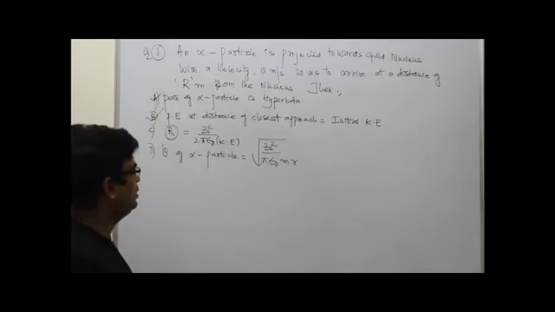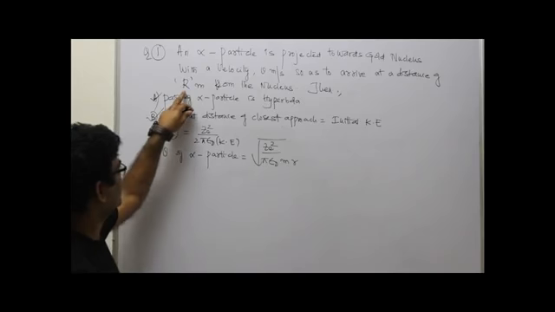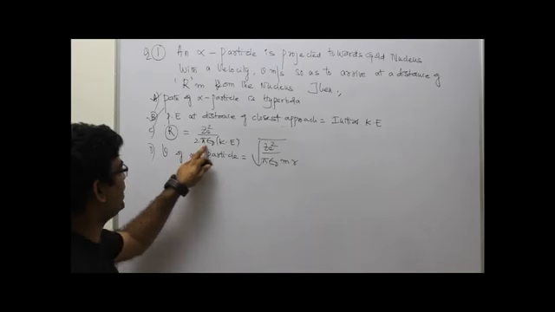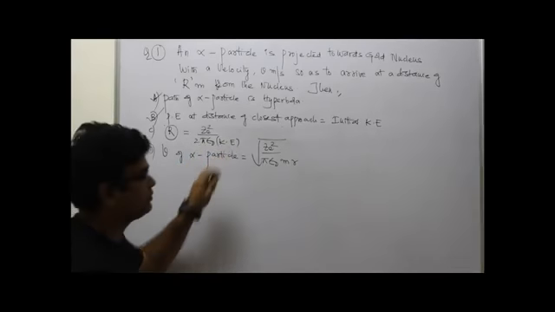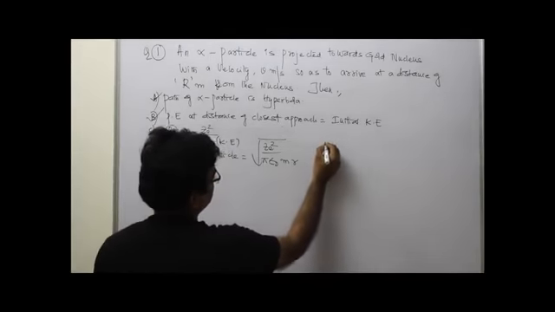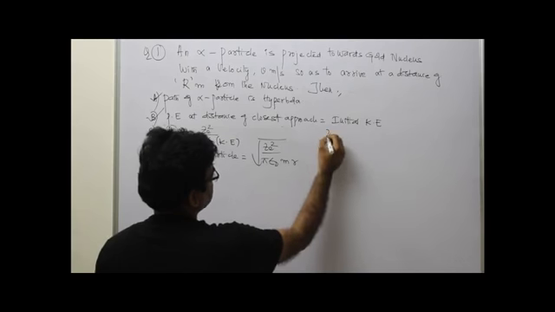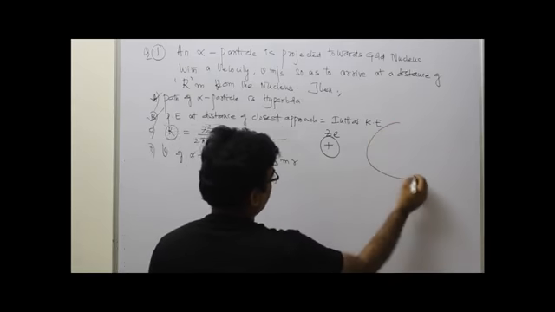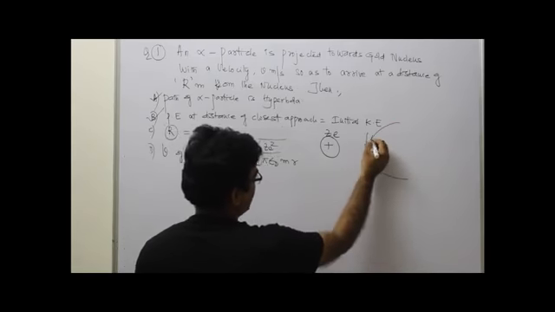Go with option 3. R, the distance of closest approach, is equal to Ze square by 2 pi epsilon naught into K. So let us take a nucleus with atomic number Z. So the charge will be Ze. The path of the alpha particle towards the nucleus is hyperbolic.